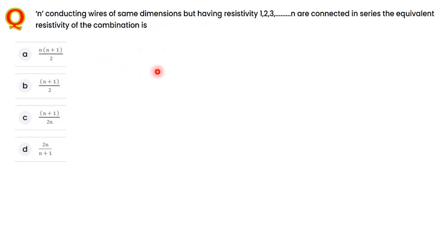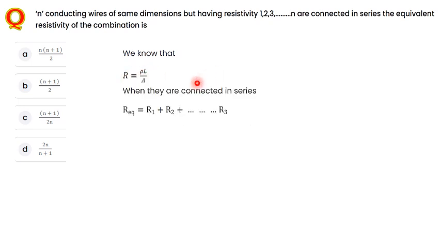Now in this case we already know the formula relating resistivity and resistance: R equals rho l by A. With this formula, what is going to change is rho, so the resistance changes. When resistors are connected in series, the formula is R equivalent equals R1 plus R2 plus R3 up to Rn. This is Rn, not R3.